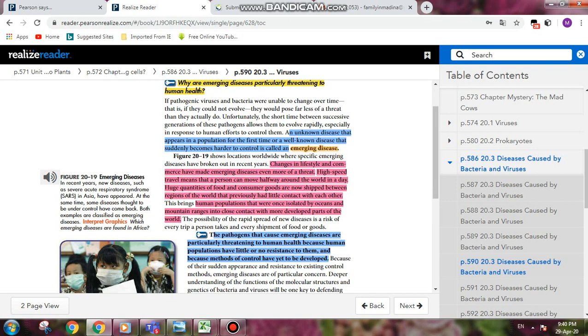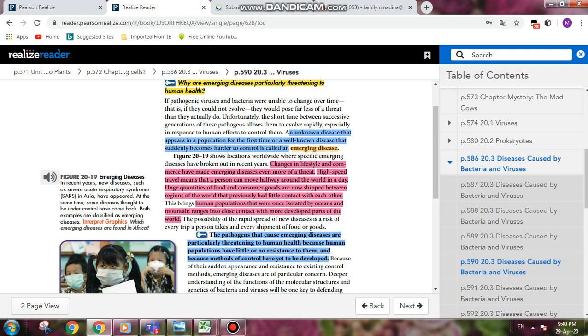Okay, what causes this threat to human health? Why can emerging diseases threaten the population now, especially now? Because we are changing in lifestyle and commerce, we have been changing our lifestyle from the past to the present. Commerce means we buy things and we sell things, and by these things diseases can be more of a threat because they can be transmitted more to people.